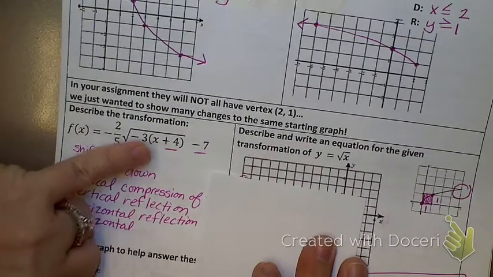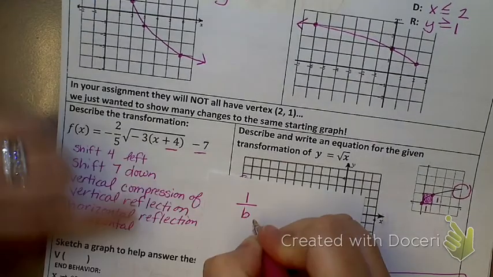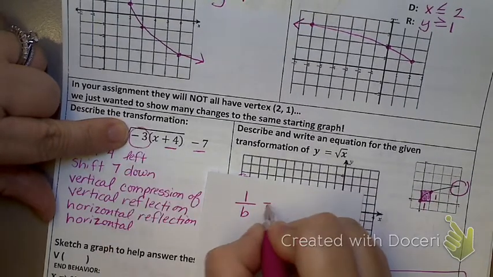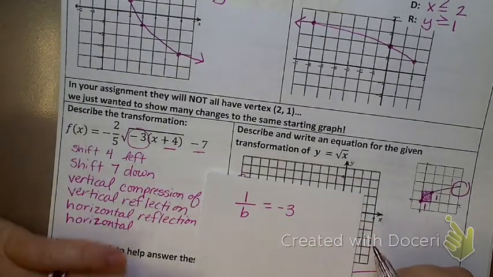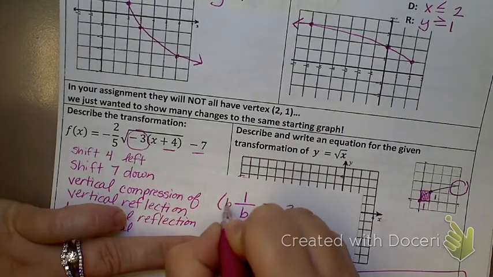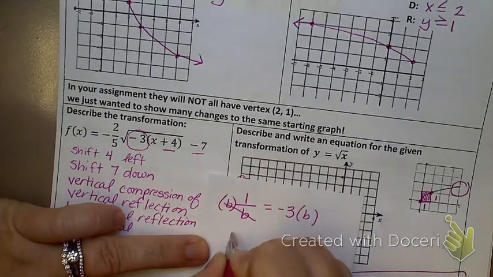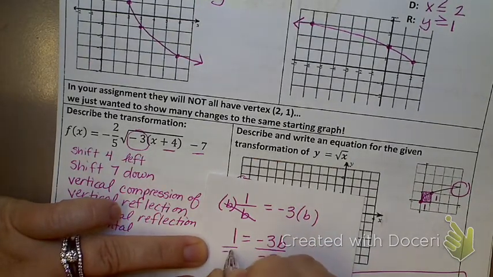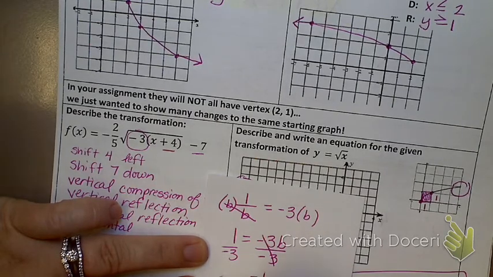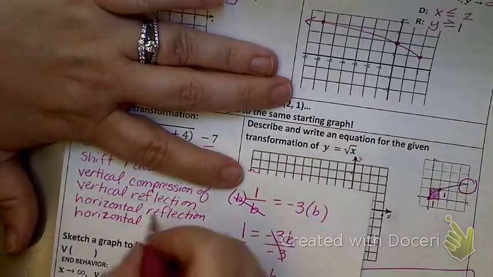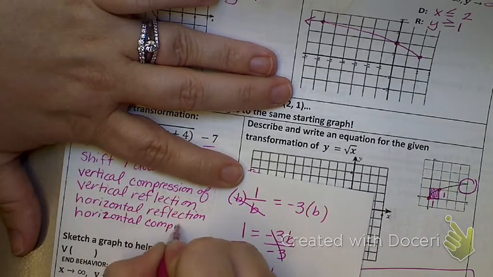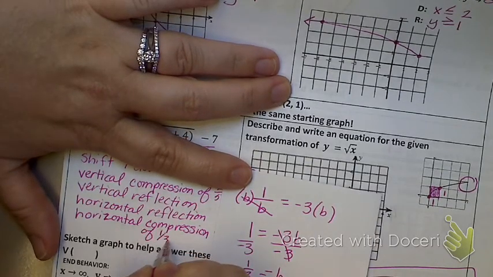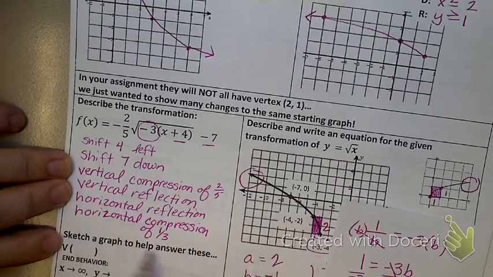And then do we have a horizontal stretch or a compression? Now let's think about this. If 1/B is what we get here, 1/B is in the formula, this is what's in that place. So if 1/B equals -3 for this example, if I wanted to know what B is, I would have to multiply by B. So 1 equals -3B. Divide by -3. And guess what? B is -1/3. So do I have a stretch or a compression? I have a compression. A compression of what? 1/3.